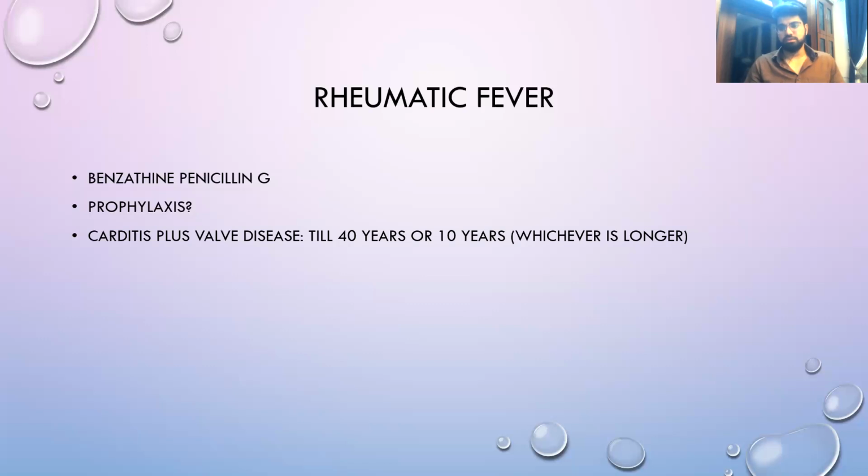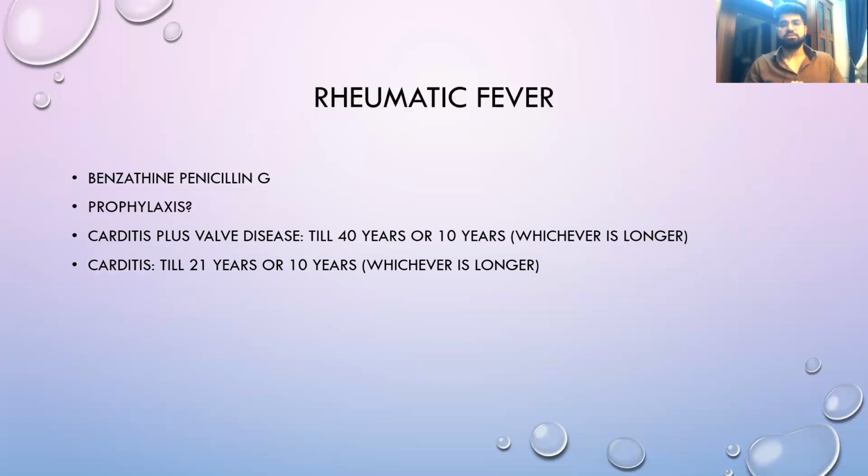The first one being the most severe one, where we have got involvement of both the heart and the valves. When we have got both the heart and the valves, we go for till 40 years of age or 10 years of age, whichever one is longer. Obviously, we want a longer coverage, right? So we keep the safe margin. If 10 years is being longer, then we go for that. If 40 years is longer, we go for that. So that is for the most severe form of the disease. Prophylaxis agents are the same. Benzathine penicillin G.